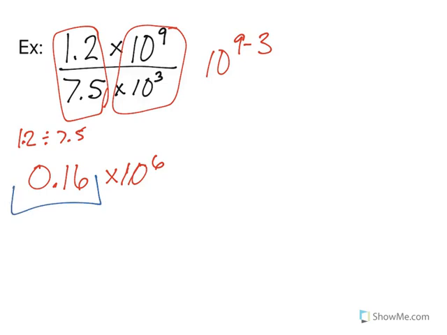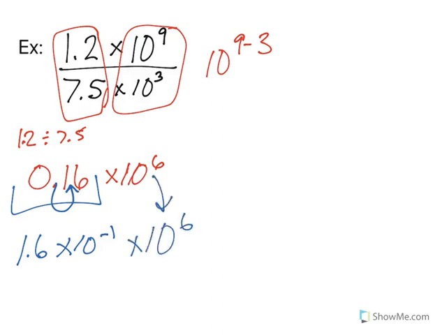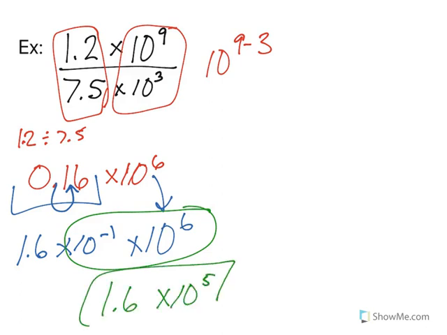We, again, need to change this to be between 1 and 10. And I know that 0.16 is smaller than 1, so this is going to have a negative exponent. So when I move it one place, 1.6 times 10 to the negative 1st. Again, small number, negative exponent. Times 10 to the 6th. Let's just bring that one down. So when I combine my base 10s, I end up with 1.6 times 10 to the 5th.